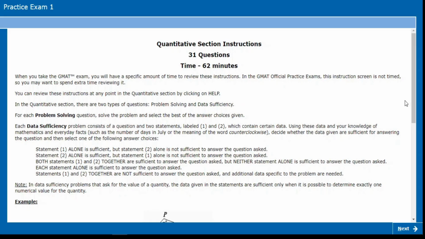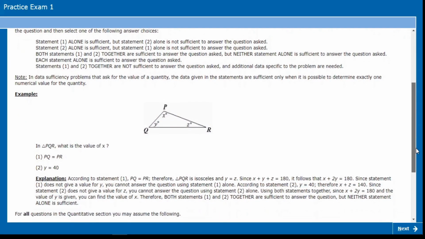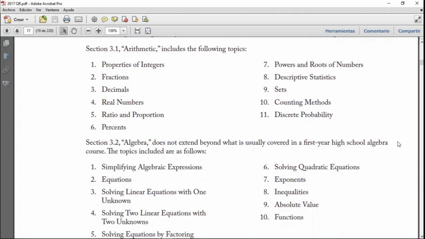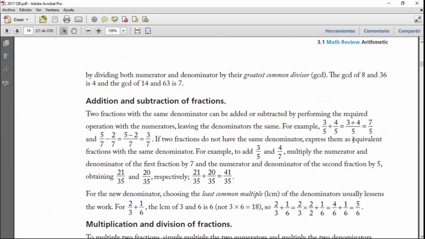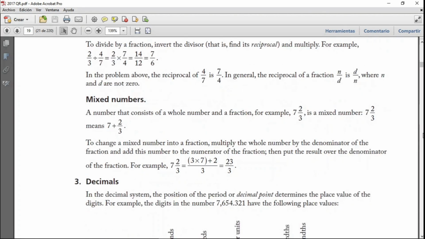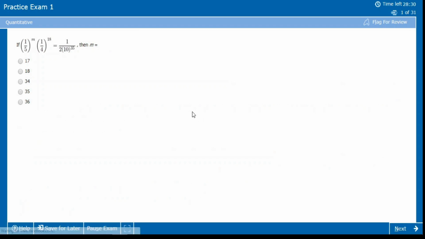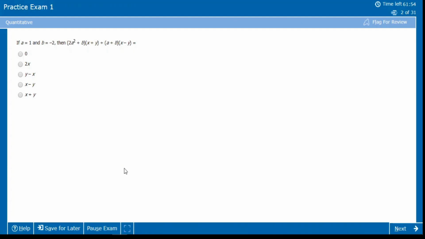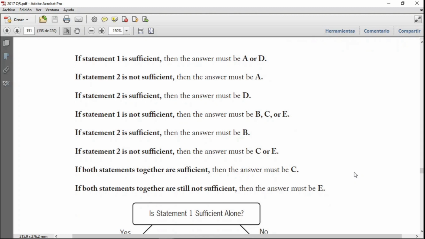The quantitative section is 62 minutes long and consists of 31 multiple choice questions. Among the topics tested are the following: general algebra and equations, number properties, statistics, geometry, probabilities, combinations, among others. It is important to note that knowledge of calculus or trigonometry is not necessary. Any of these topics could be presented in 2 different types of questions. The first one is problem solving, in which you have to choose the exact solution to a problem. The second is data sufficiency, in which you will have to decide whether some statements presented are sufficient to provide an answer.